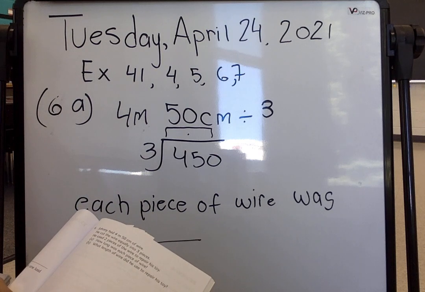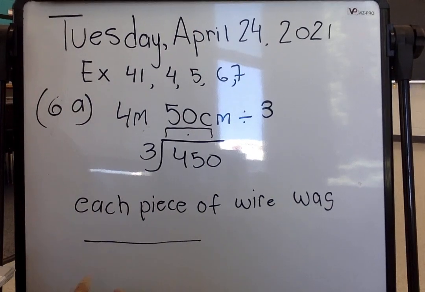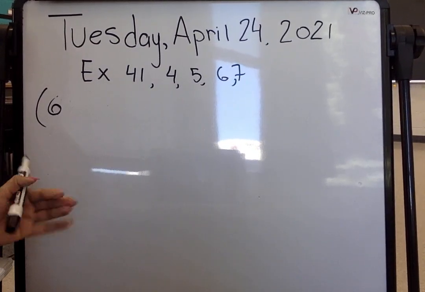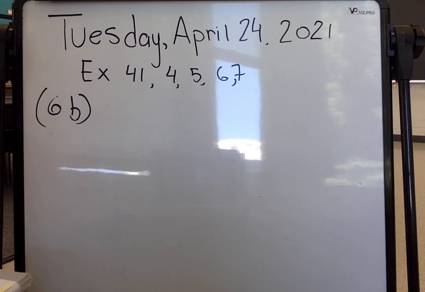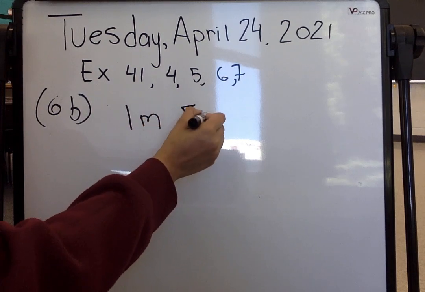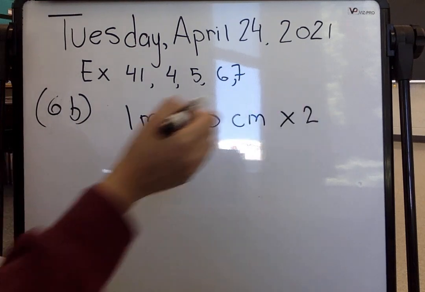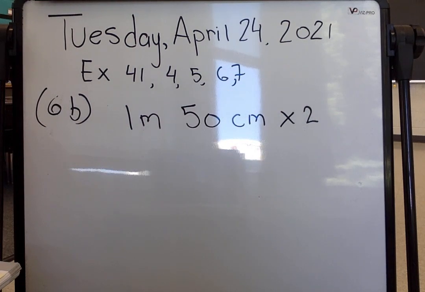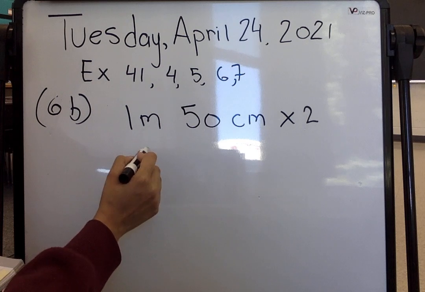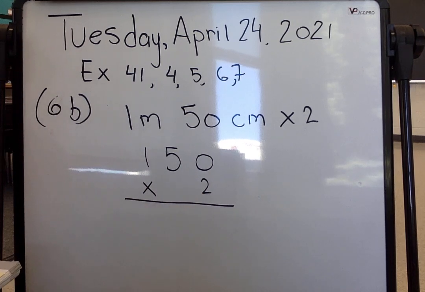Let's go to question B of question 6. For part B of this question, we need to multiply 1 meter and 50 centimeters times 2. Remember, 1 meter equals 100 centimeters. So that means basically we are multiplying 150 times 2. That's what you need to do.